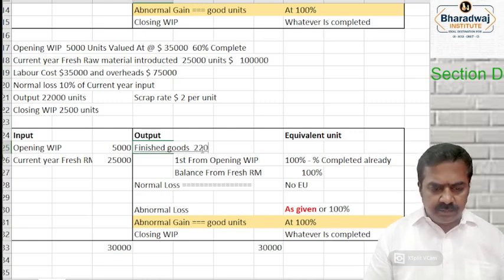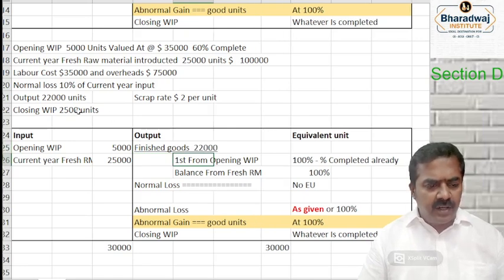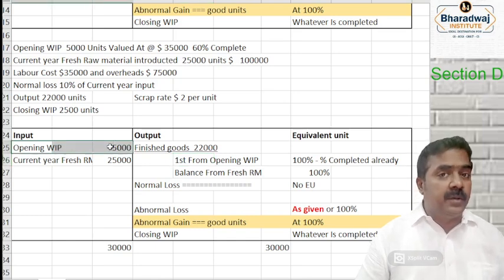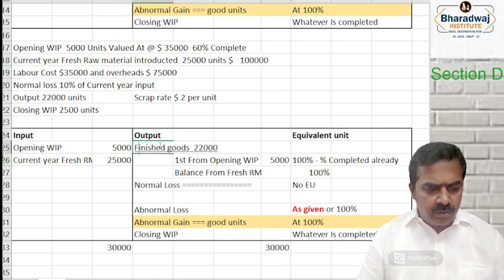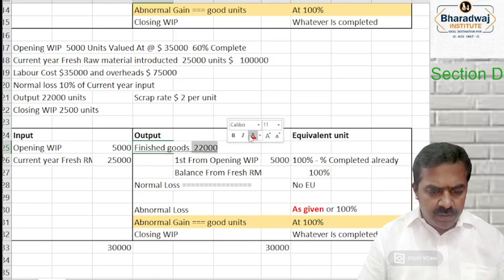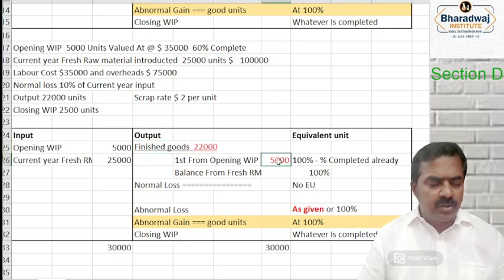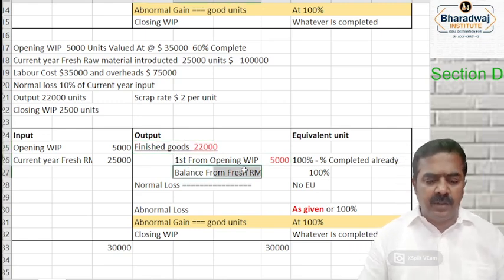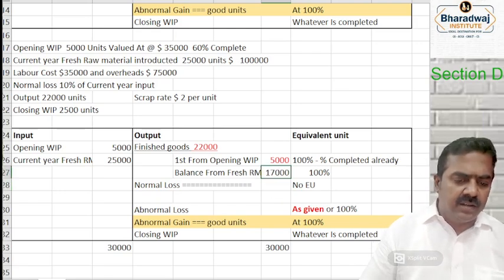Output finished goods transferred to next process is how much? 22,000 units given. So first from opening WIP you have to take it. It's like first opening WIP is processed, then sent to the next process. So out of 22,000, 5,000 is from opening WIP. 22,000 less 5,000, the balance we take from fresh raw material.